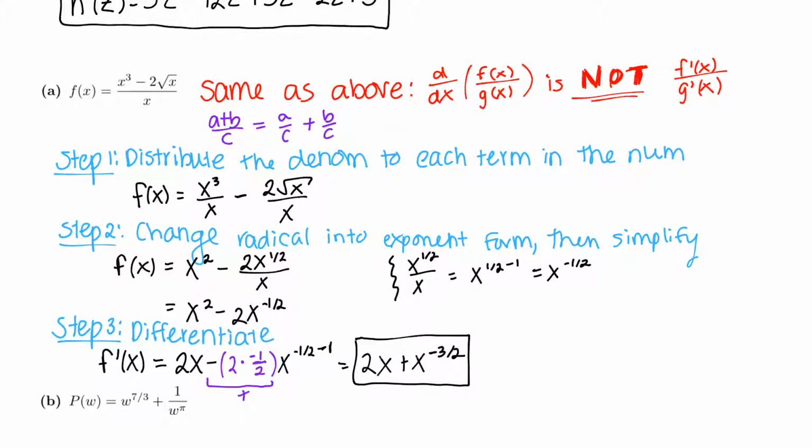So in these weird cases, you're going to need to simplify the fraction, and then you're going to do the exponent simplification until you're down to a point where you can use the power rule. Once you get there, you use the power rule to differentiate.